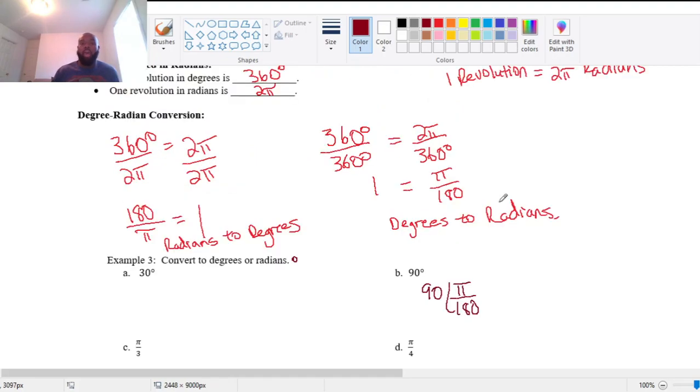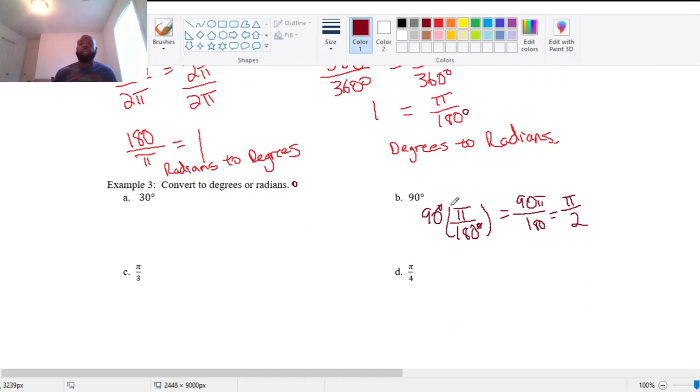And so what happens here is that this degrees is still there. And so when I have this 90 degrees and this 180 degrees, the degrees cancel because one is in the numerator and one is in the denominator, and then I'll be left with my radians here. So that's 90 pi over 180, which is the same thing as pi over 2. Okay, so 90 degrees is the same thing as pi over 2 when it's in radian units. We can go the other way around.